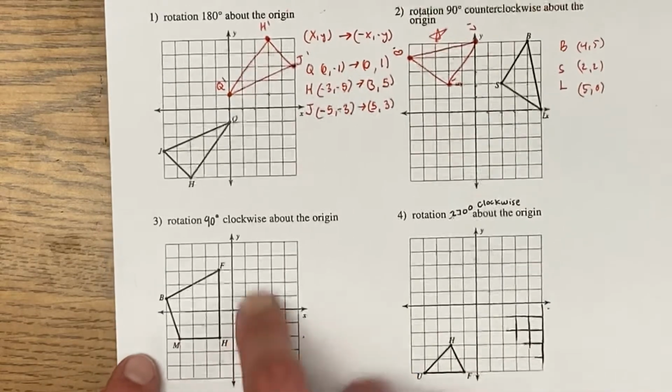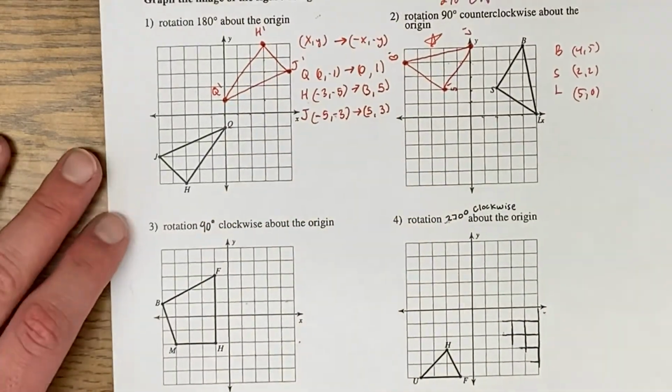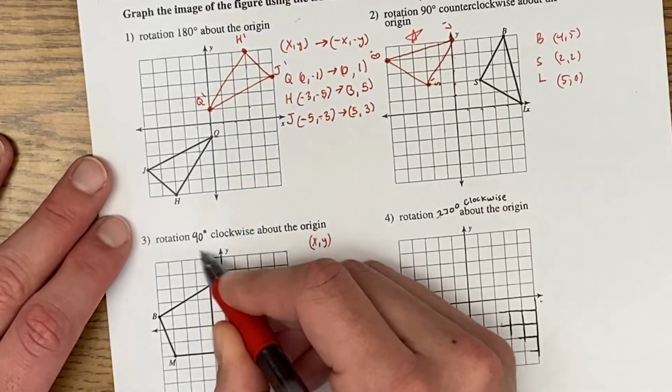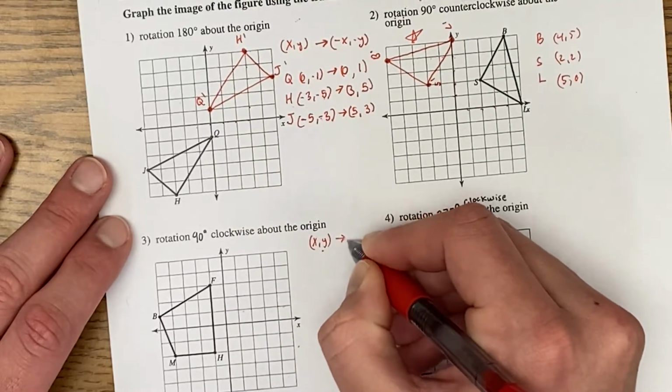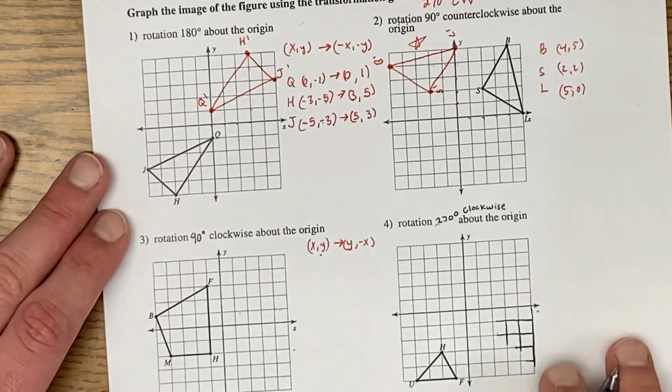All right, so let's do number 3 like we did number 1. It says 90 degrees clockwise. So for 90 degrees clockwise, we know that our original points, X comes before Y, 90 before 270, so X becomes opposite, and then we flip. So this becomes Y, negative X. So let's write down our original coordinates.